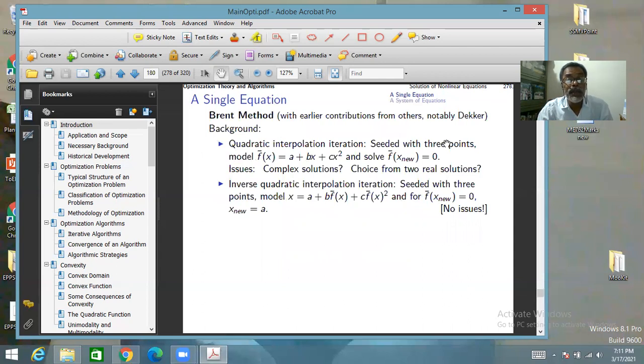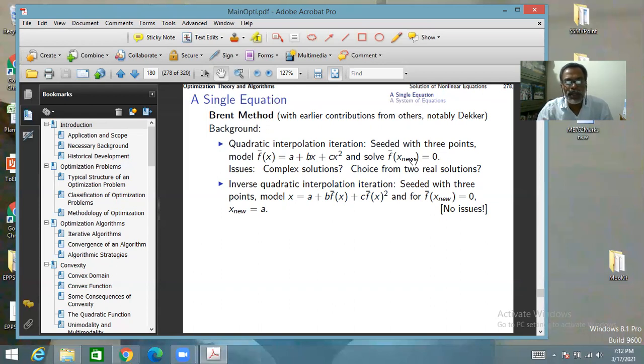It doesn't need the derivative value concept, though it can use it. So seeded with 3 points x0, x1, x2, it can develop a quadratic model of the function and then say that locally I will take this quadratic model as the function itself and solve this equal to 0, and based on that get the new point. After getting the new point, out of the 3 old points, discard 1, retain 2 old points and this new one, and go to the next iteration.